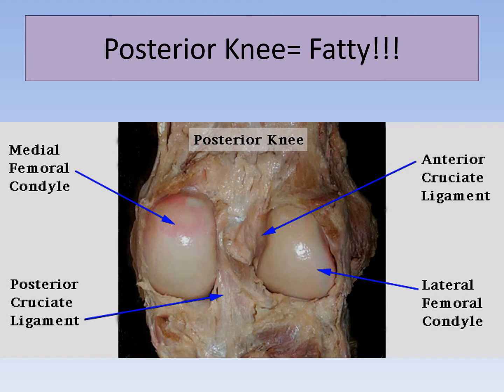Here's a posterior view of a cadaver knee. You do see that there is some fatty tissue present. You can see the condyles, the femoral condyles being revealed, as well as the anterior and posterior cruciate ligament. Posterior knee is often a place where edema can collect as well.